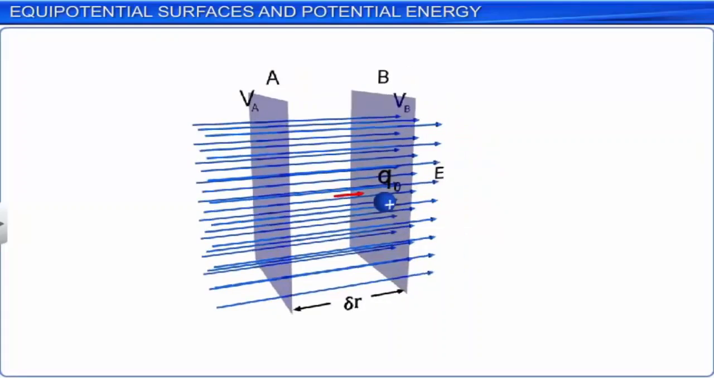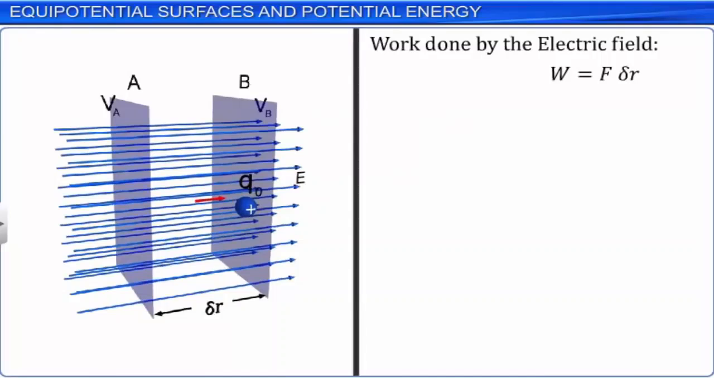The work done by the electric field W is equal to F delta R, where F is the force due to the electric field on the unit positive charge. As F is equal to Q naught E, and in this case, test charge Q naught is equal to +1 coulomb, we can say F is equal to E. Therefore, the work done W is equal to E delta R. Let this be equation 1.